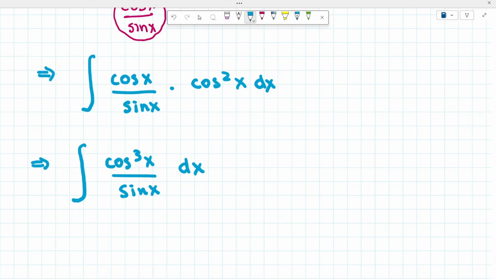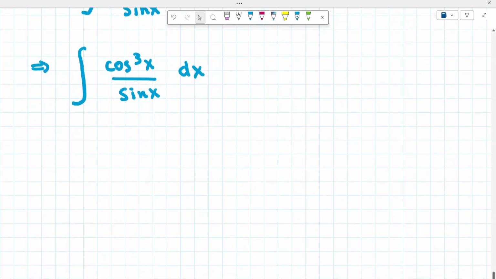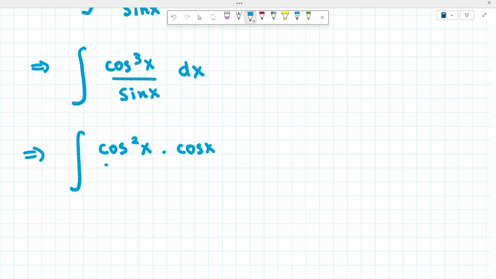So we have sines and coses in this problem. So the best thing that we can do is convert one of our coses, or as many as possible, into sines. So how can we do that? Let's go ahead and rewrite this integral once more. So we have cos squared x multiplied by cos x over sine x. And this is still with respect to dx.